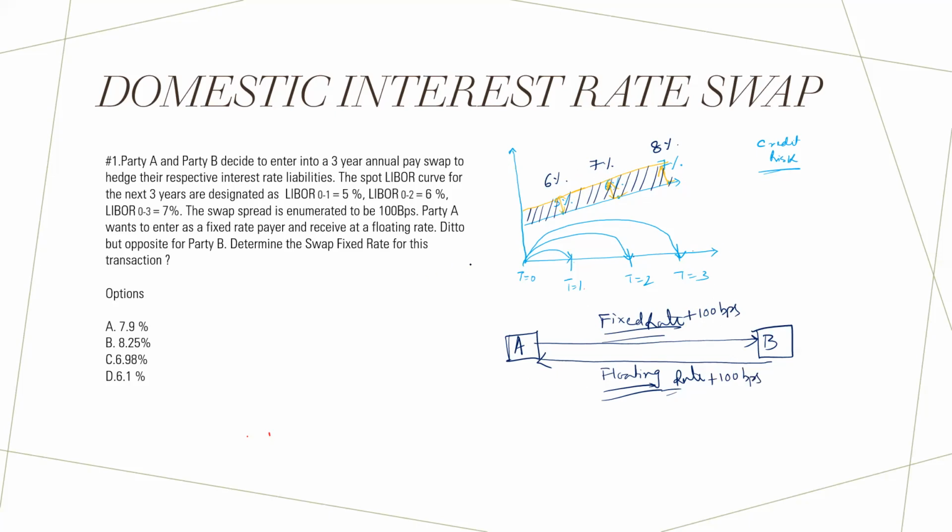Now, given this problem, we have to find out what should be the fixed rate at which A should be paying, which is also called the swap fixed rate. Okay, so any idea how to go about this? Anybody?